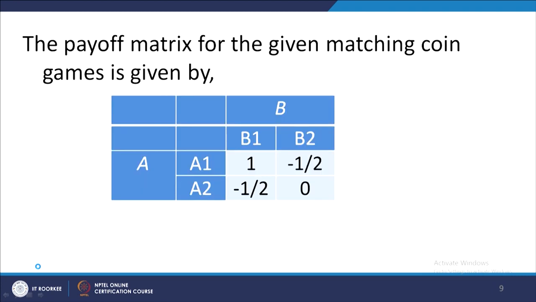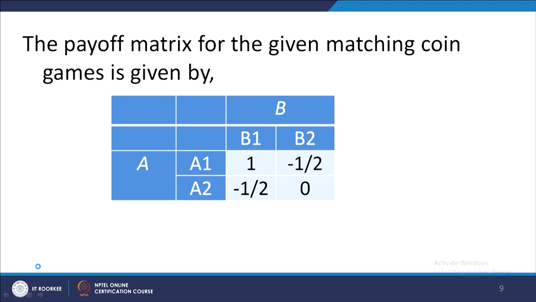So, first thing is we need to determine the payoff matrix. Now, the payoff matrix for the given matching coin game can be shown as in this table. That is, we have two players A and B, and each of the players has two strategies. The player A has strategies A1 and A2, and the player B has two strategies B1 and B2.